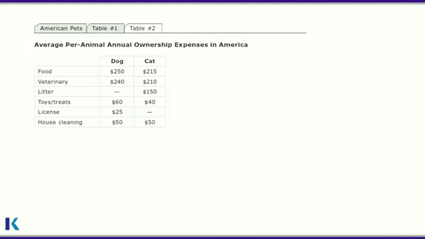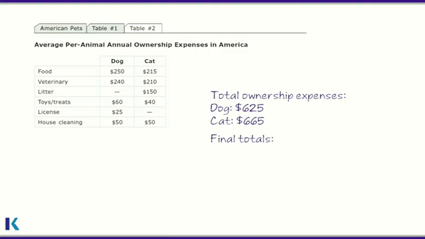Then, for ownership expenses, the average for a dog adds up to $625, and for a cat, ownership expenses add up to $665. If you add all of the expenses for dogs, the total comes out to $875 for adopting and owning a dog for a year. For a cat, it's $800. At first glance, it seems clear-cut that the dog will cost more than the cat, $75 more to be exact.